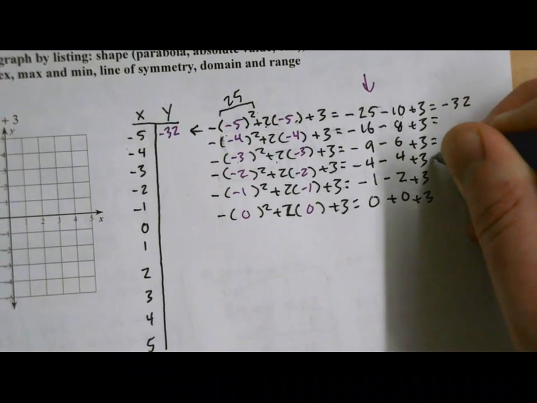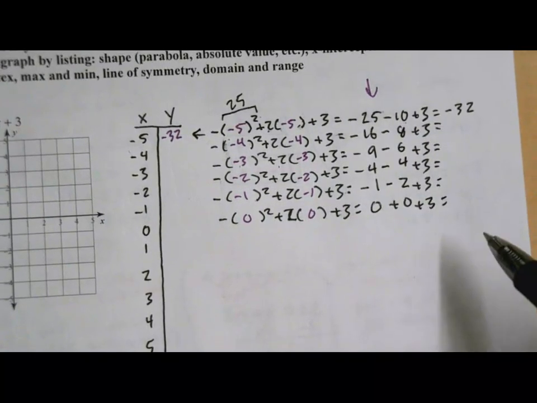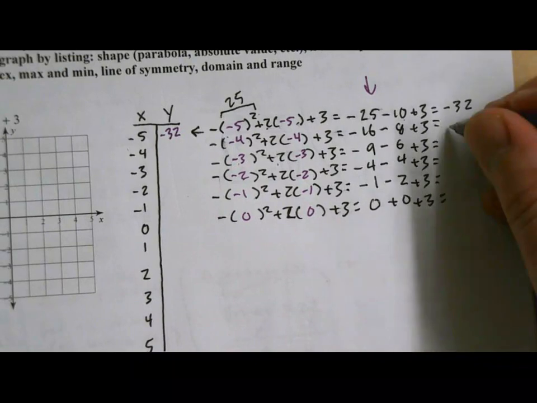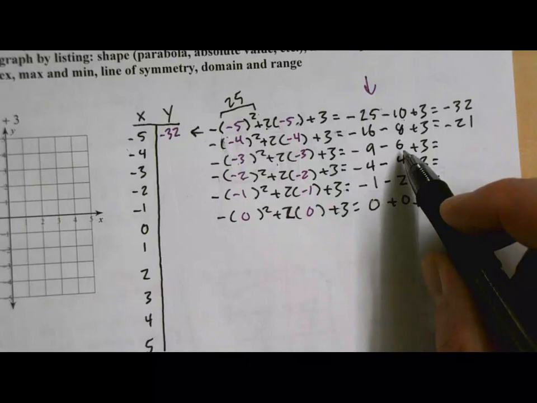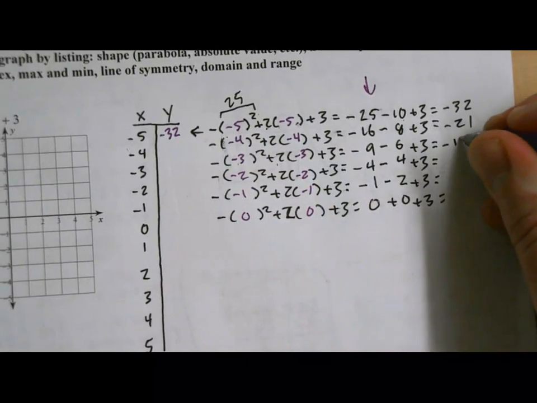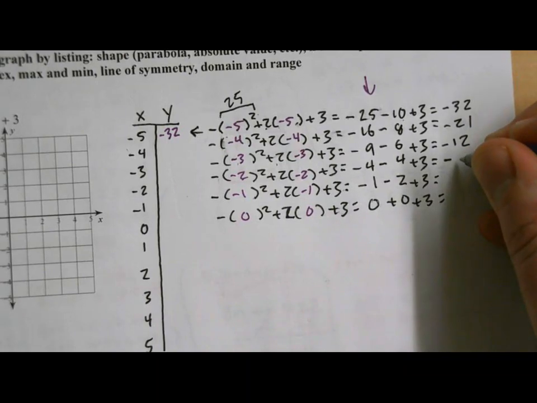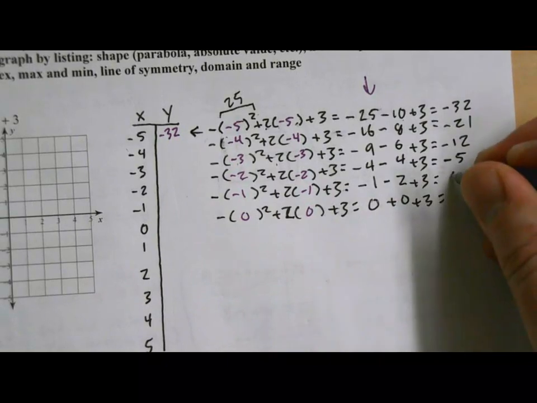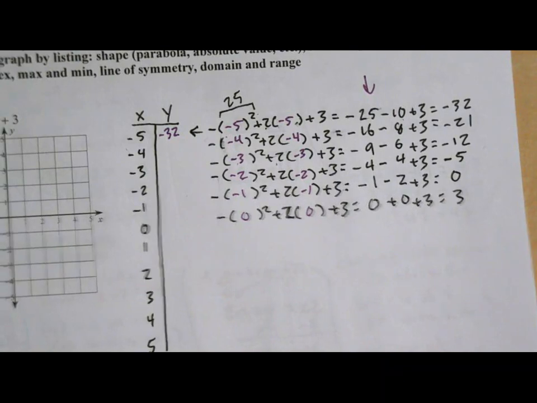And now all I need to do is go back and add everything up. So this can be a little tedious, but use your calculator if you need to. It's negative 24 plus 3 is negative 21. Negative 15 plus 3 is negative 12. Negative 8 plus 3 this is negative 5. Negative 3 plus 3 is 0. 0 plus 3 is 3. All right, and then those numbers just get copied into our table.